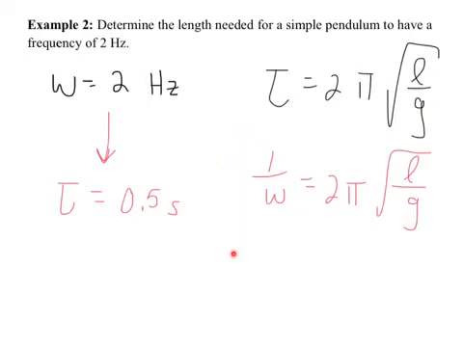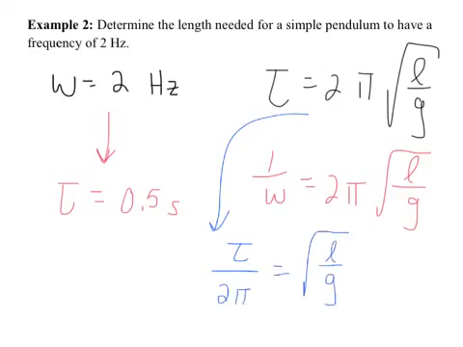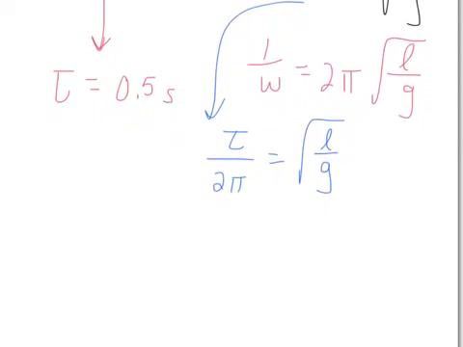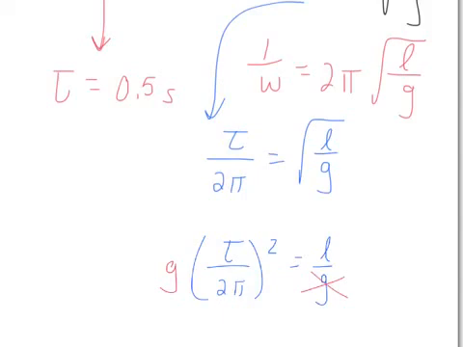So let's bring this down here now. But if we did it the other way and we just plugged in omega at the end and solved that way, it's the same, but it's easier to solve in the first case, so I choose the easier direction here. So let's divide by 2 pi first, giving us radical L over g. Then we'll go ahead and square both sides of the equation. Tau over 2 pi, that whole quantity squared, equals L over g, and then multiply by g on both sides to get L by itself. That cancels this g right here. So the length equals g times the quantity tau over 2 pi squared.